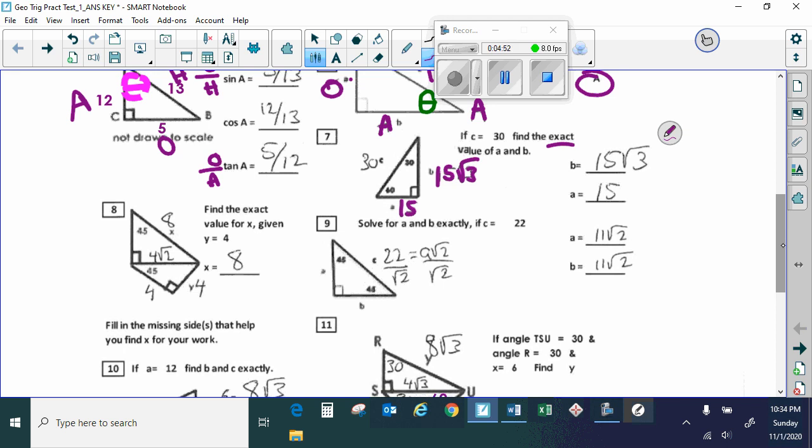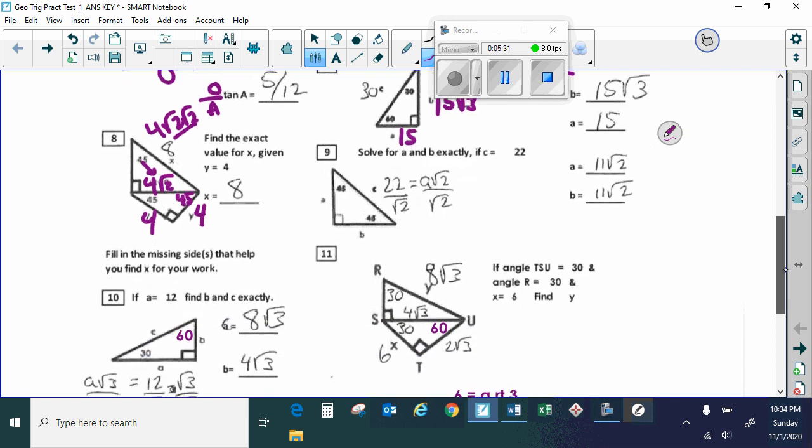Number 8, we have two 45, 45, 90s. It says find the value of x given that y is 4. Y is right here, so that's 4. And that's a 45, 45, 90, so this is 4 also, and the hypotenuse is 4 root 2. Well, in this triangle, this is the 45-degree side. So how do I get from the 45-degree side to the hypotenuse? I multiply by root 2. So 4 root 2 times root 2 is 8, because root 2 times root 2 is 2, times 4 is 8. It's randomly generated, so you could have had a 30, 60, 90 and a 45, 45, 90, or two 30, 60, 90s. You have to know how to work both.